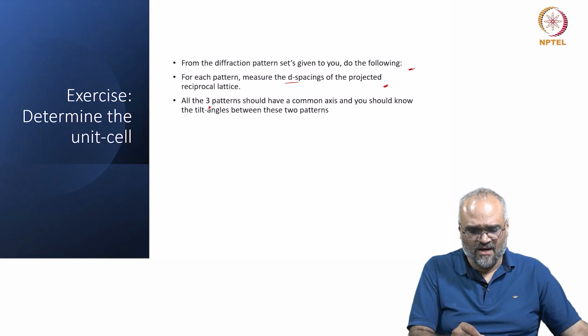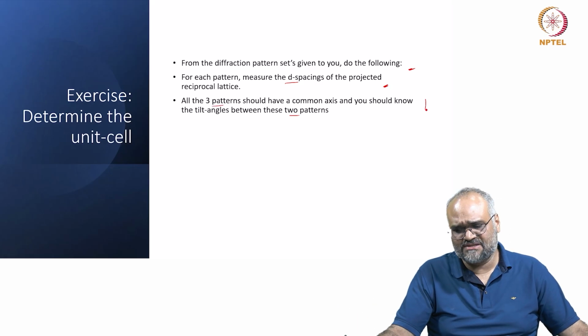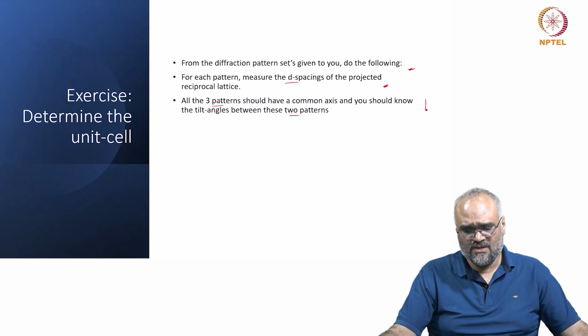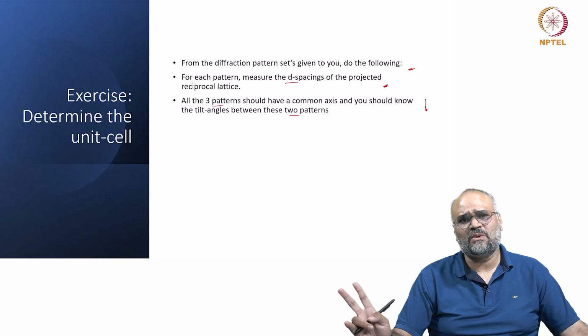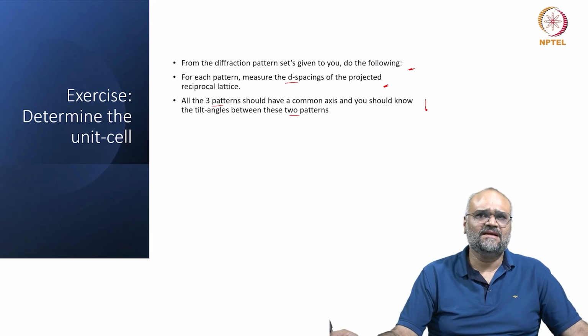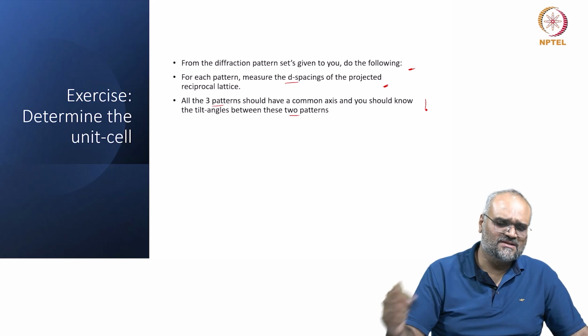Once you have all the 3 patterns with a common tilt axis, I will show you examples of what I mean by this. What you can do is determine, between 2 subsequent diffraction patterns, the angle of tilt you physically do to go from one zone axis to another zone axis.